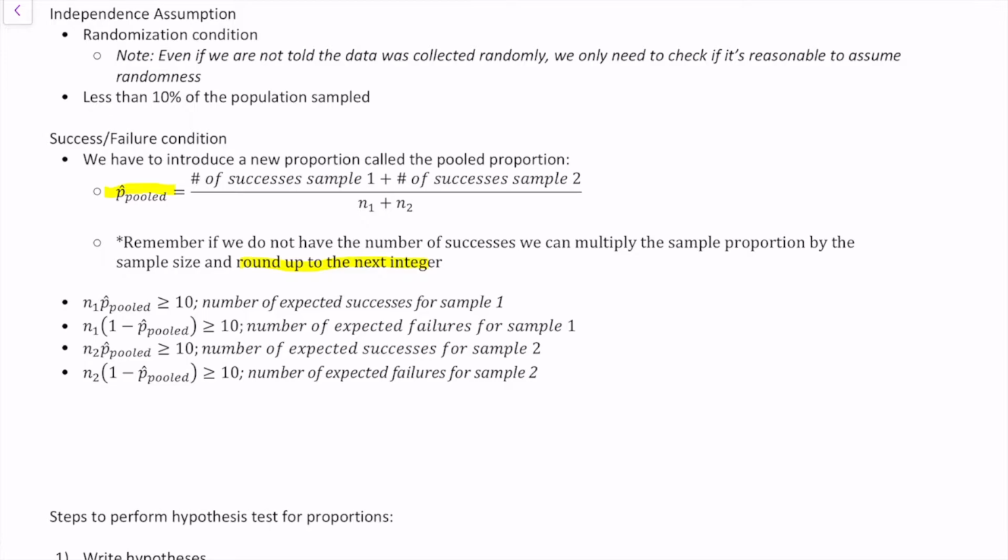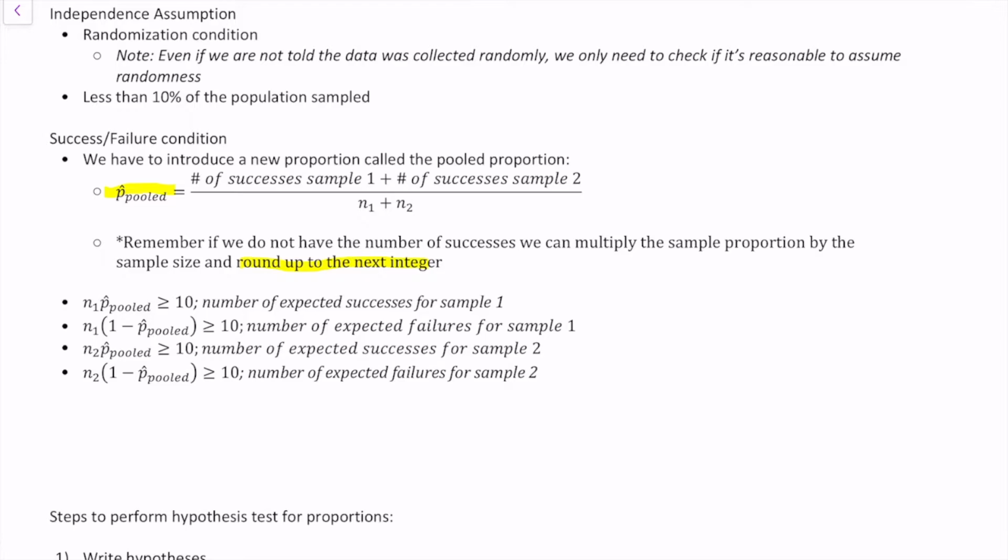I'm just making up a number here. Let's say it's 17.2. What I do is I round that up and make it 18. So our number of successes has to be a whole number for this to work efficiently. All right, so now that we have this pooled proportion calculated, what we do now should look familiar.